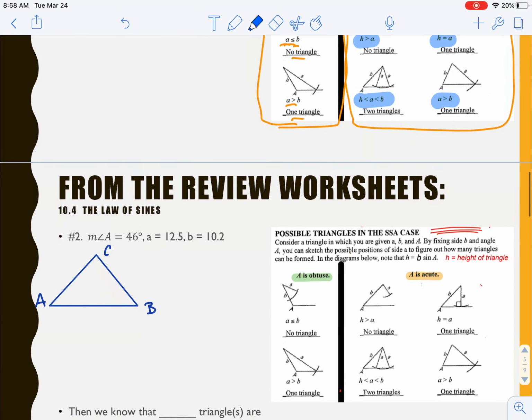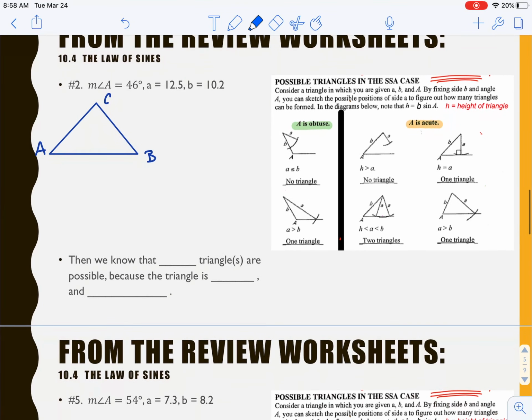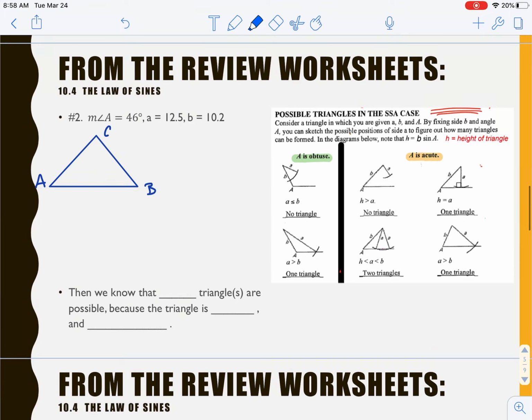So let's take a look right away at one of those. From our review worksheet, 10.4, the law of sines. It's that first review that I believe I put in the PDF. Here's what I've been told. Angle A is 46, perfect. I'll write that there. Side A is 12.5, and side B is 10.2.